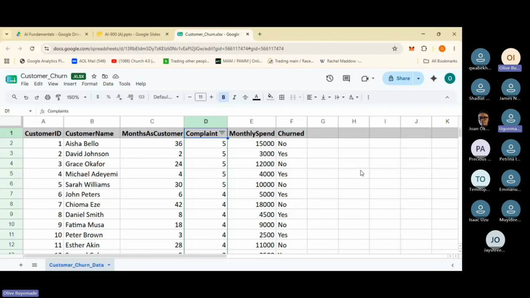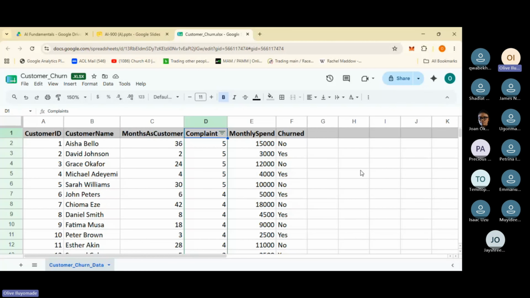But give me an example, with the data in front of you. Give me one case like that. Yes, Aisha Bello. She has stayed for long, 36, and she also has one of the highest complaints, 5. And yet she's not churning, and also one of the highest spends. In fact, if not the second highest. Okay. Great.